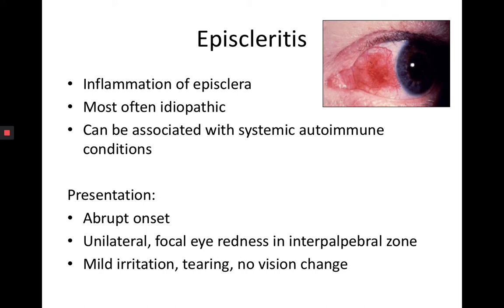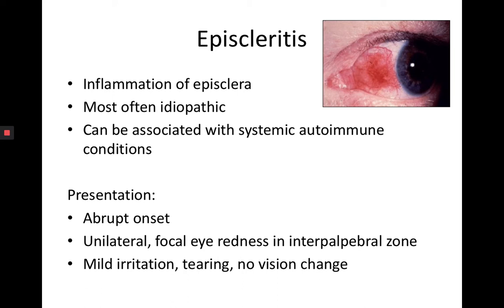It's most often idiopathic and most commonly seen in female patients and most commonly in the 5th decade of life. It could be associated with systemic autoimmune conditions such as rheumatoid arthritis or lupus. And the presentation is key here. So it's usually an abrupt onset of unilateral focal eye redness in the interpalpebral zone, so the zone that's visible when the eye is open. You see mild irritation of the eye, and there's usually no tearing and no vision changes.